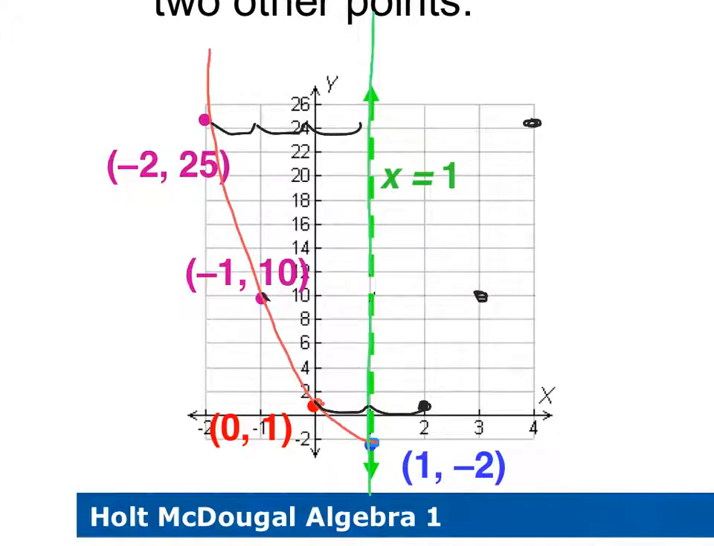Now I can connect my dots, and now I have the right side of my parabola. So we will connect it and make your U shape. And there is your parabola without doing a table.